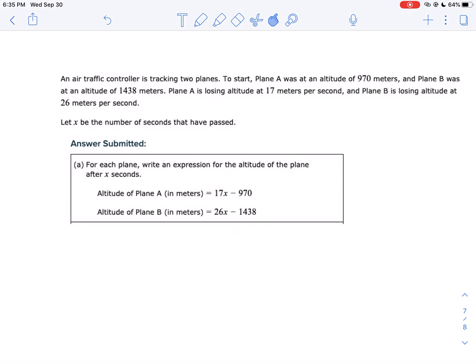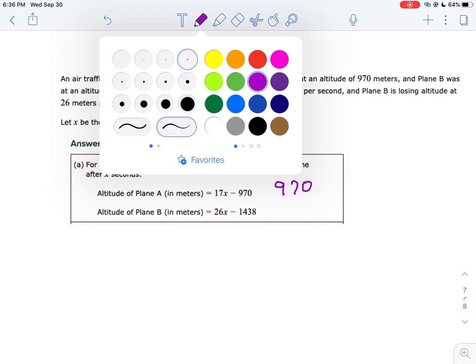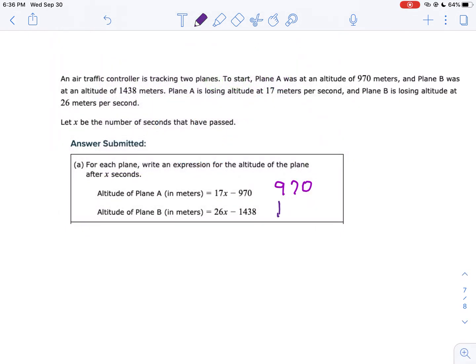Now, on this question, you did the work right to solve the equation. The only problem is you wrote the equations wrong. This is more of a reading question, I think, than it is a math question. Let's take a look. An air traffic controller is tracking 2 planes. To start, plane A was at 970 meters. It started at 970. So it should have been 970. And then plane B was at an altitude of 1438. Plane B, let me change colors here. Plane B started at 1,438 feet.